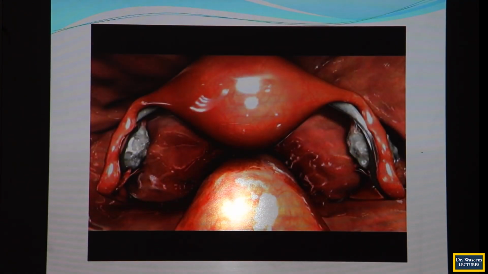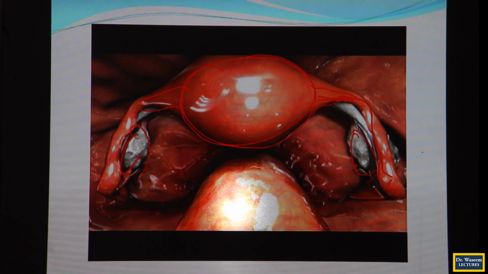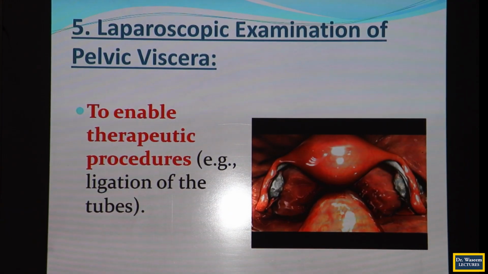See, this is the superior surface of the pelvic viscera, this is the fundus of the uterus, these are the cornu, and you have, see, the fallopian tubes, and we have the ovaries, and the urinary bladder. It is not just to visualize all these things, but this is for therapeutic procedures also, like ligation of the fallopian tubes, and even biopsies can be taken.